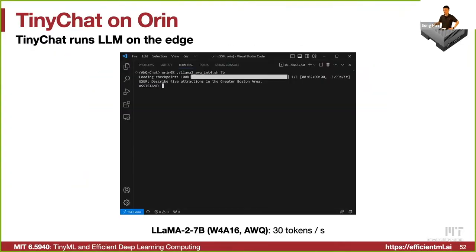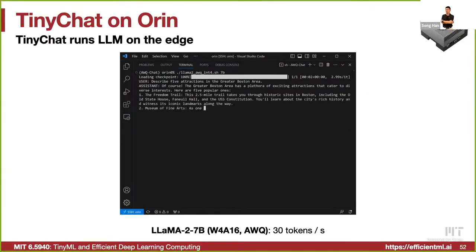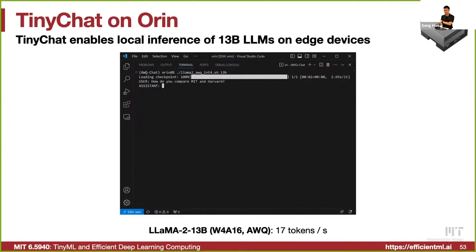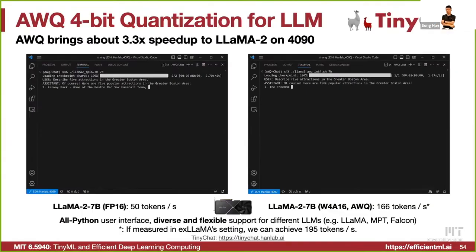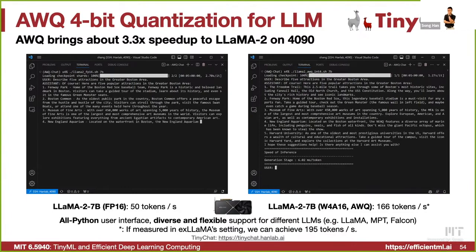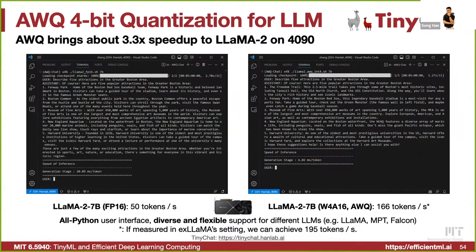So this is a Jetson Orin. We can use TinyChat to run a large language model on this Jetson Orin very smoothly, even a 13 billion parameter model. And this is comparing with quantization and without quantization. It'll be much faster if you can use the activation-aware quantization, AWQ.